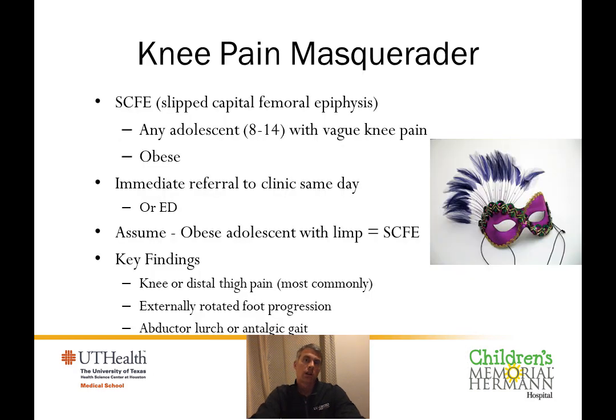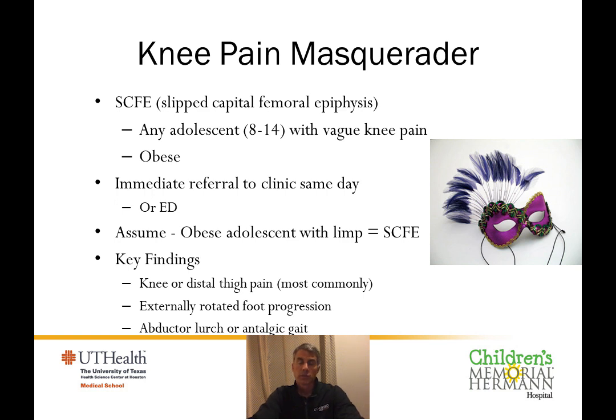So I always talk about a SCFE as the knee pain masquerader, meaning this is one of the problems that involves the hip, but patients complain of knee pain. And really any adolescent, so ages 8 to 14-year-olds with vague knee pain and obesity, this has to be considered. It really needs an immediate referral. This is something that cannot go on indefinitely, as it may lead to permanent damage.